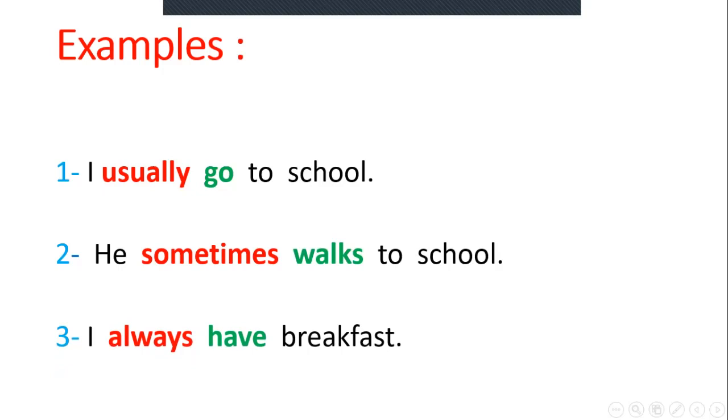Look at example number 3. I always have breakfast. This means that I have breakfast every day. So here we use always, because it gives the meaning of every day. Also, my students, here we use always before the main verb. Where is the main verb here in this sentence? Excellent. The main verb here is have. So we use always before verb have.